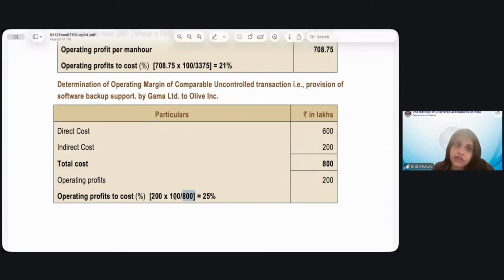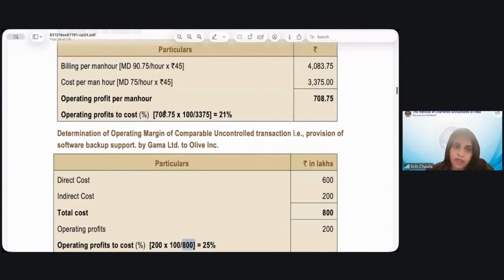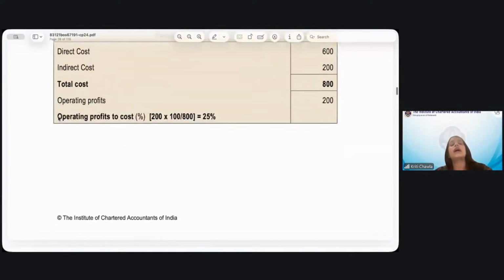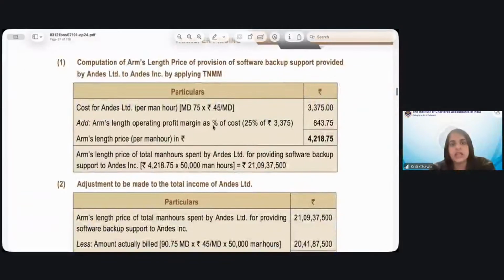This is exactly what we did for the related party also. So if you see, for the related party also we did operating profit by cost, and for the unrelated party also we're doing operating profit to cost. So this comes to 25%. Now, what you have to remember from an examination perspective is that whatever you're doing for the related party, you have to do the same thing for the unrelated party. So for the related party, if you're doing operating profit by cost, you have to do operating profit by cost for the unrelated party also. So it comes to 25%.